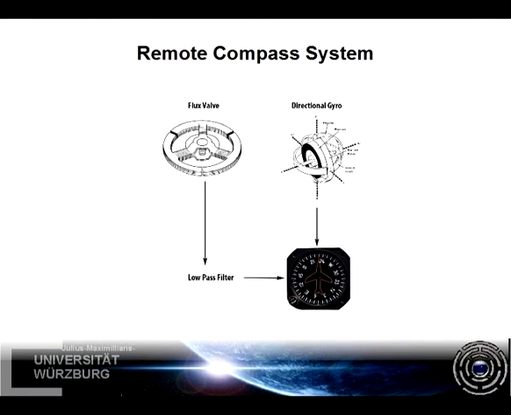A smart combination of the advantageous properties of magnetic field sensing and using a gyroscope is the use of a remote indicating compass. This indicator combines the directional gyro with a flux valve that is usually built into a part of the airframe that is as far away from the electrical equipment of the cockpit as possible, for example in the wing tip.